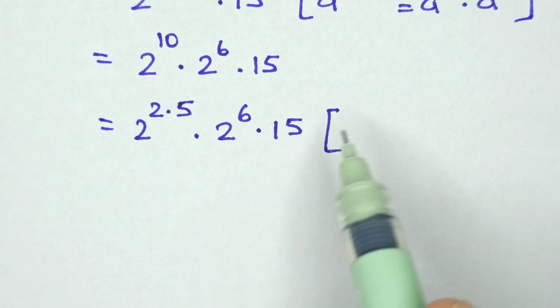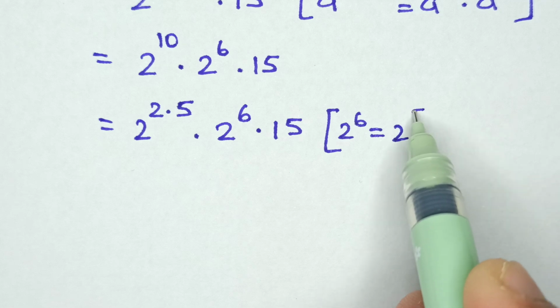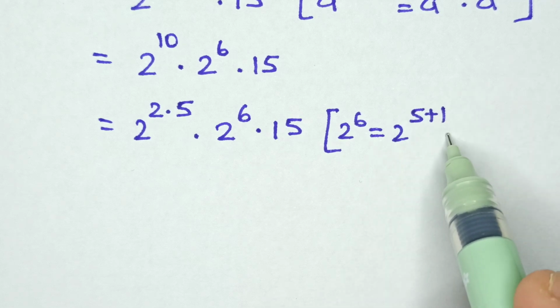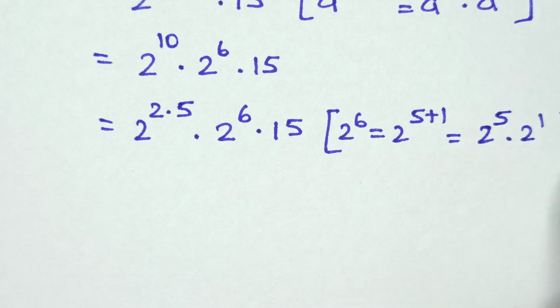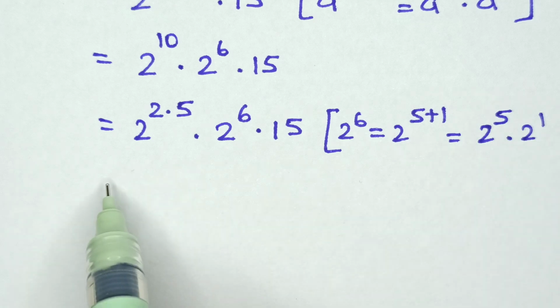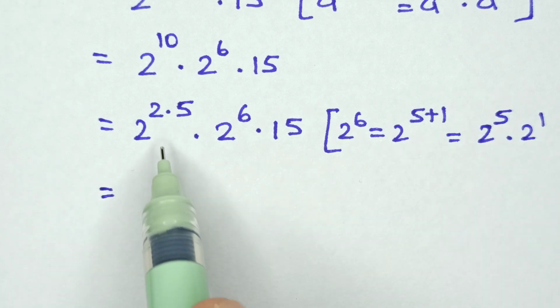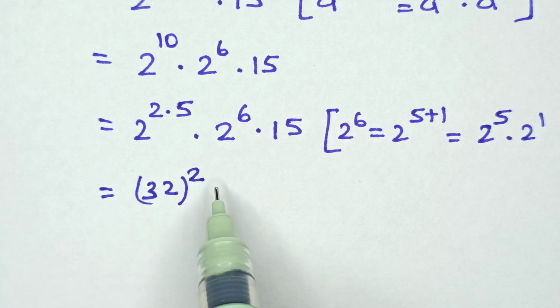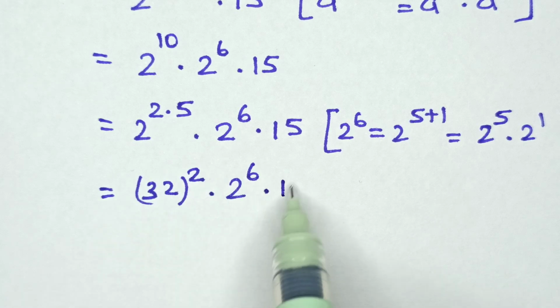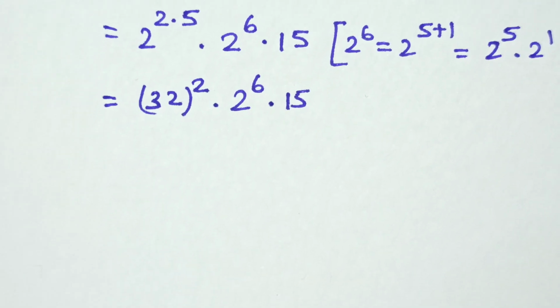Now 2 raised to the power 6 here can be written as 2 raised to the power 5 plus 1. This is equal to 2 raised to the power 5 multiplied by 2 raised to the power 1. So 2 raised to the power 5 is 32, and 32 multiplied by 2 becomes 64. So I can write this 2 raised to the power 5 as 32 raised to the power of 2, and then the remaining number is multiplied by 15 over here.